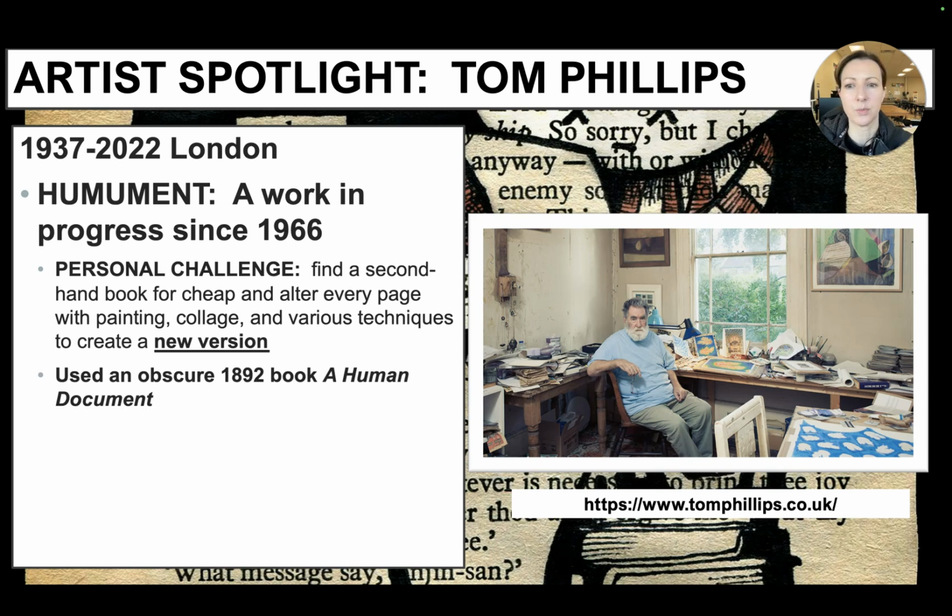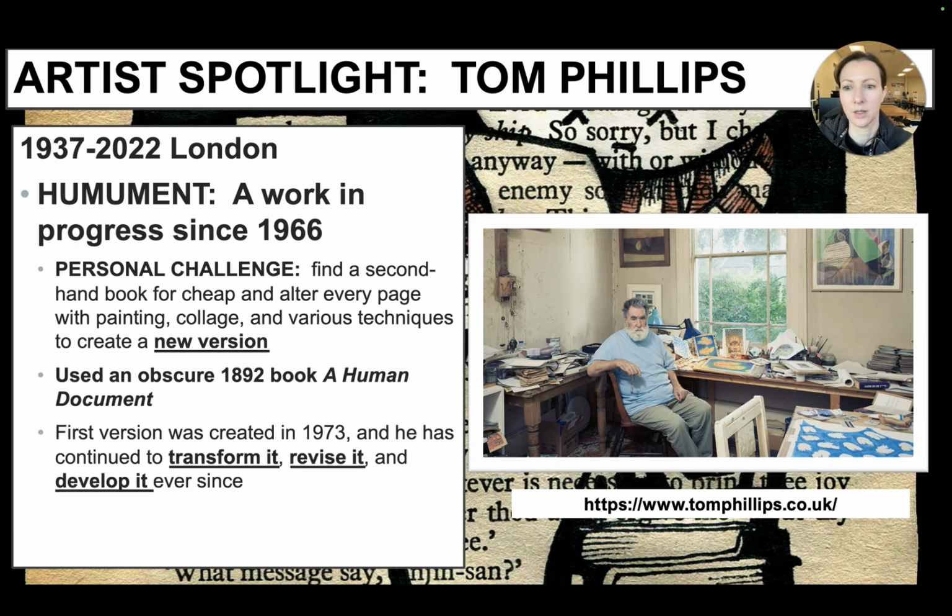So he found this book called A Human Document from 1892. He made a first version in 1973, and over the course of his career and his life, he would transform it, revise it, and develop it. So he made multiple copies of this book. So over the course of his life, he created 6 of these versions.